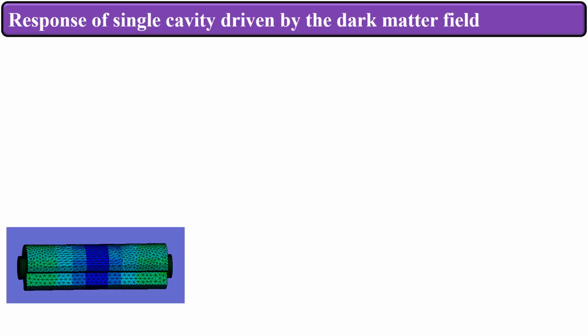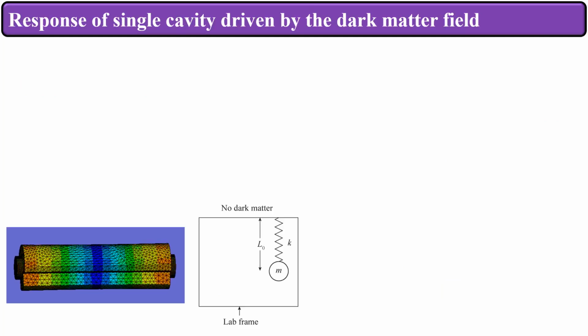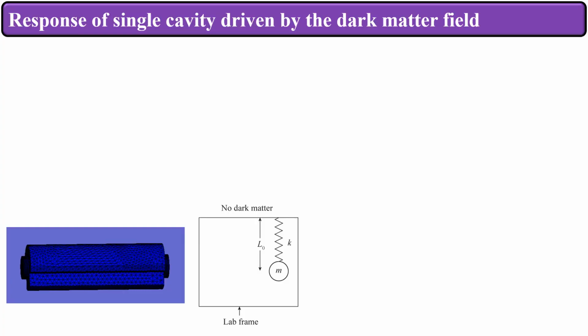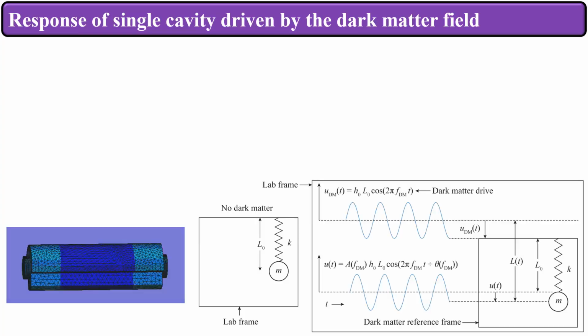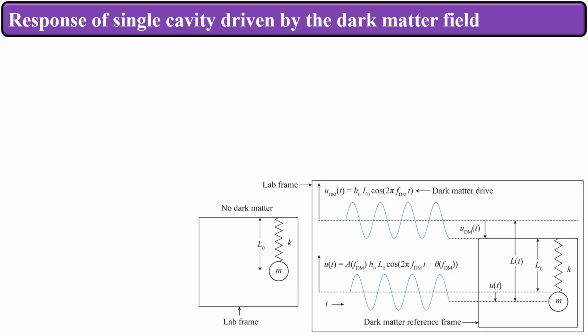Recall that the dark matter field will drive oscillations in the cavity length like this. We can describe the dynamics of the process by a simple mass spring model. First, in the absence of dark matter, a cavity of length L0, mass m, and stiffness k is represented as such in the lab frame. Then, when you turn on dark matter, the system is now placed in an accelerated reference frame with a sinusoidal displacement like this.